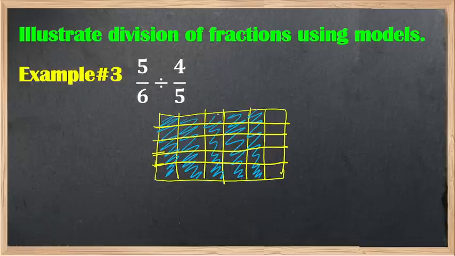So focus on the shaded region. The shaded region of 4/5. So this one horizontal is 4 equal parts. So we have 1, 2, 3, and 4. So let's count the double shaded region. We have 1, 2, 3, 4, 5, 6, 7, 8, 9, 10, 11, 12, 13, 14, 15, 16, 17, 18, 19, 20. So we have 20 double shaded regions.